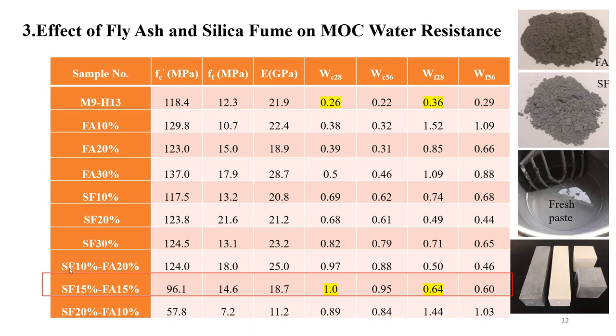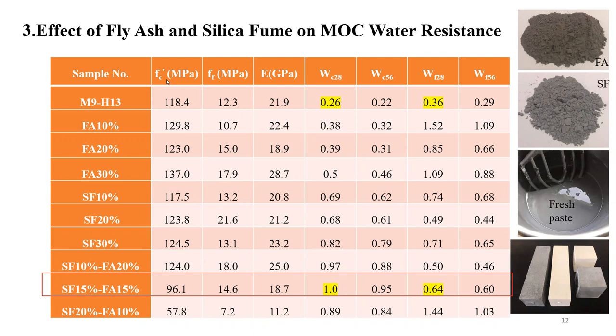So we try silica fume 10%, fly ash 20%; silica fume 15%, fly ash 15%; and silica fume 20%, fly ash 10%. We fix the total amount at 30%, because from the literature, it seems that the maximum amount is 30%, which gives the most promising result.